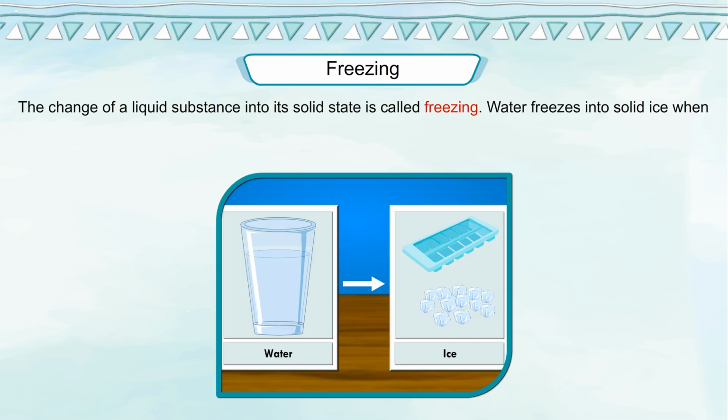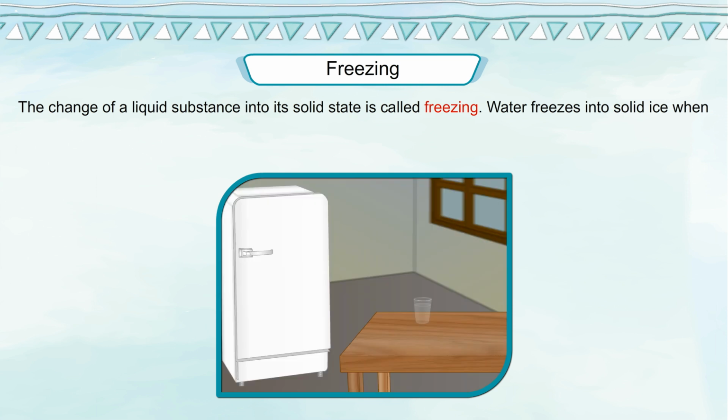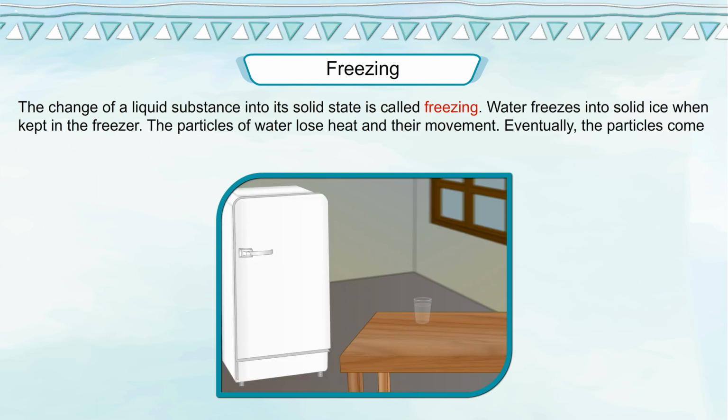Freezing. The change of a liquid substance into its solid state is called freezing. Water freezes into solid ice when kept in the freezer. The particles of water lose heat and their movement. Eventually, the particles come closer and become tightly packed. Thus, it takes the form of rigid ice.